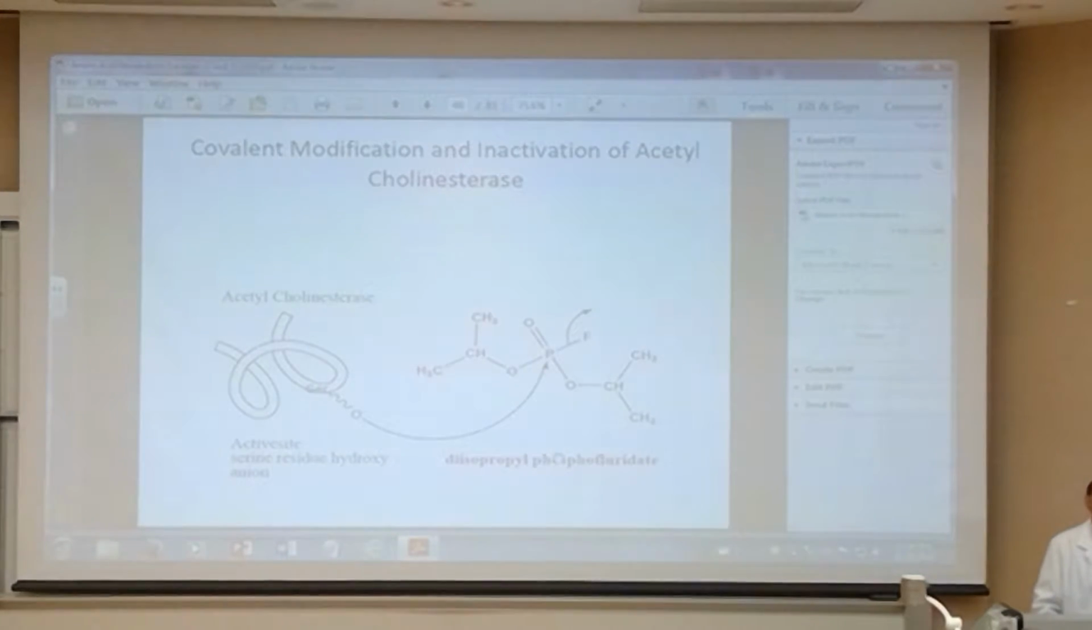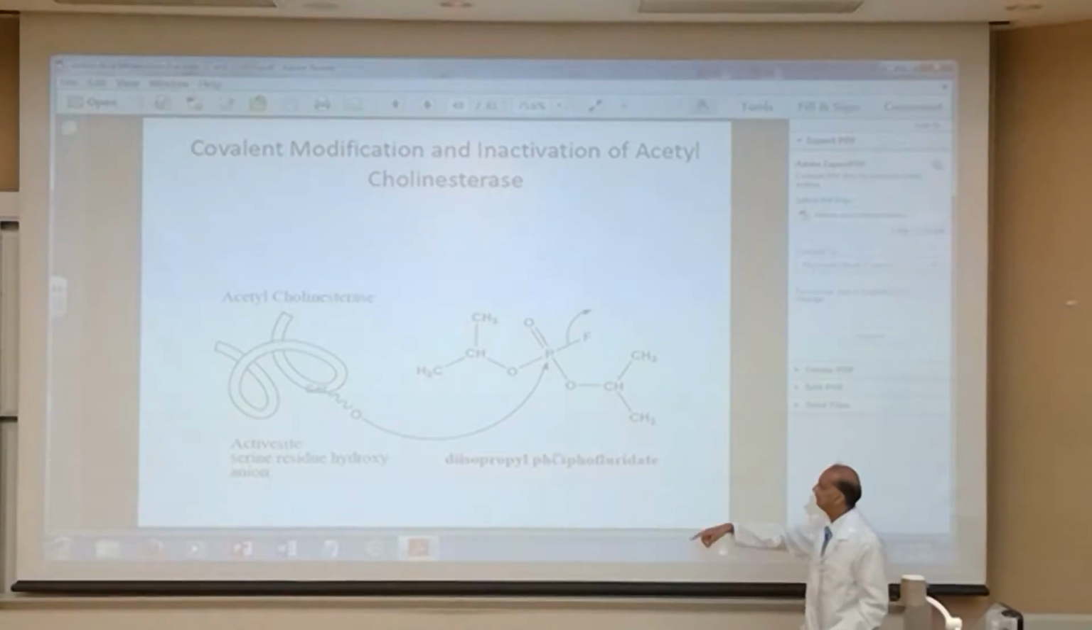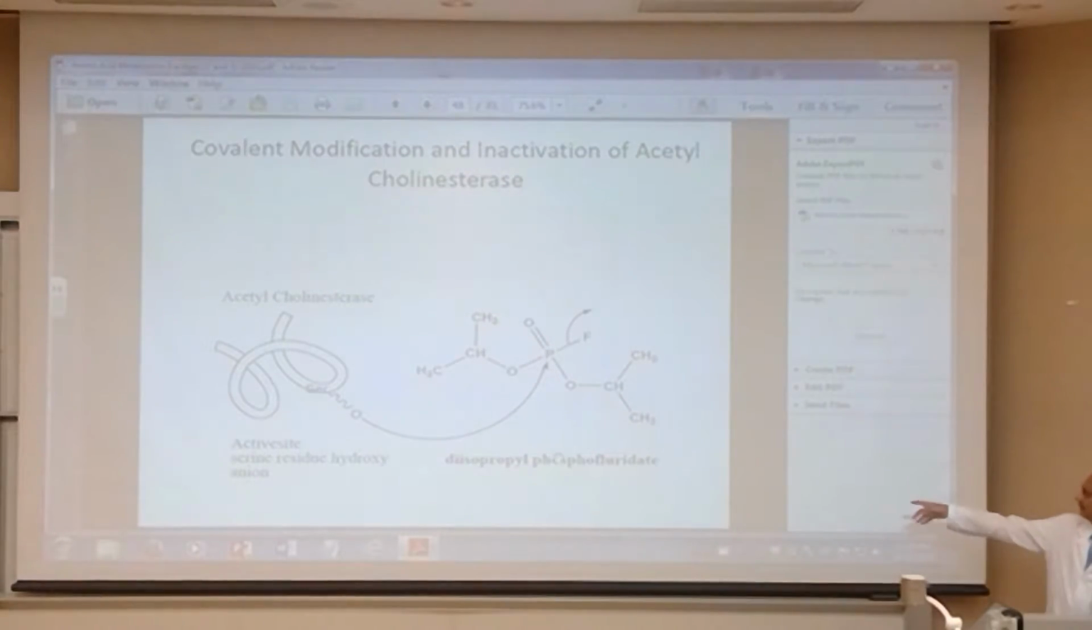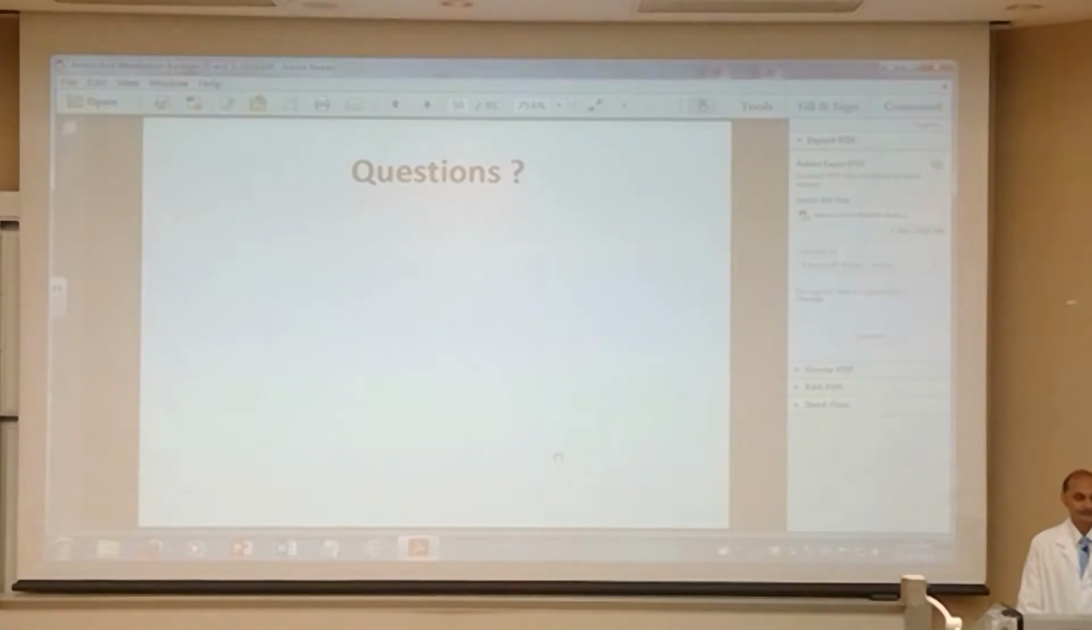Very important. Okay, and then here's how the enzyme gets modified. Fluorine is a good leaving group. The serine oxyanion will react to dephosphonate to form the inactive adduct, right? So the enzyme is permanently inactivated. It's an irreversible type of inhibition that we talked about earlier. Okay, now acetylcholine receptor targeted inhibitors, some of the venoms like cobra toxin, alpha bungarotoxin, tubocurarine, all that, they bind to the acetylcholine receptors and then do the damage.